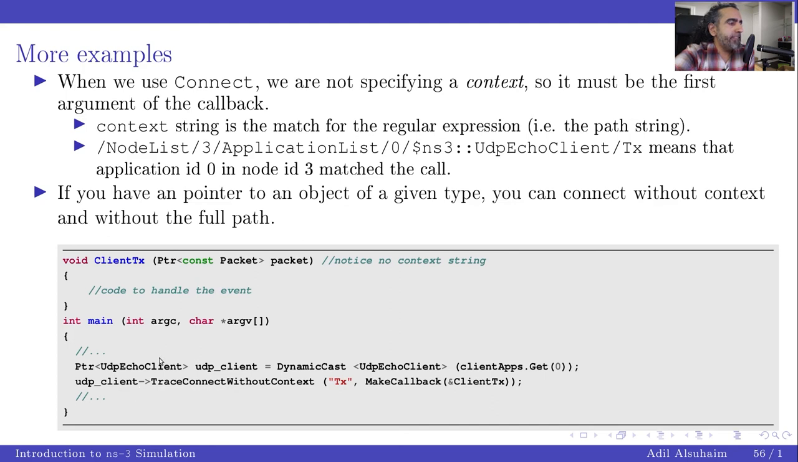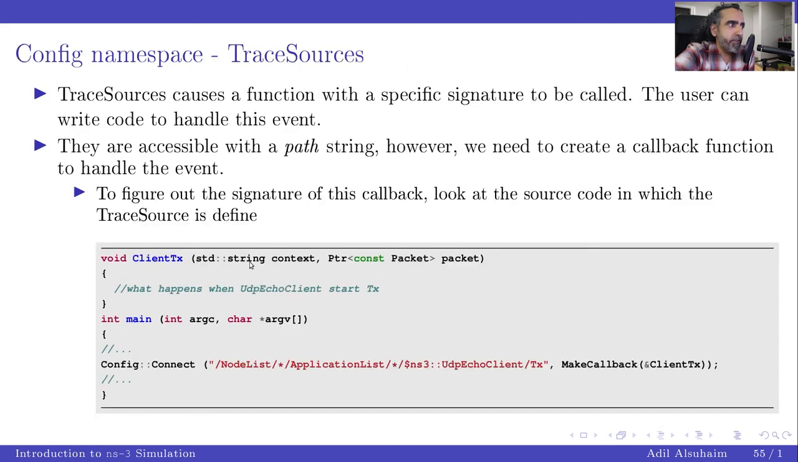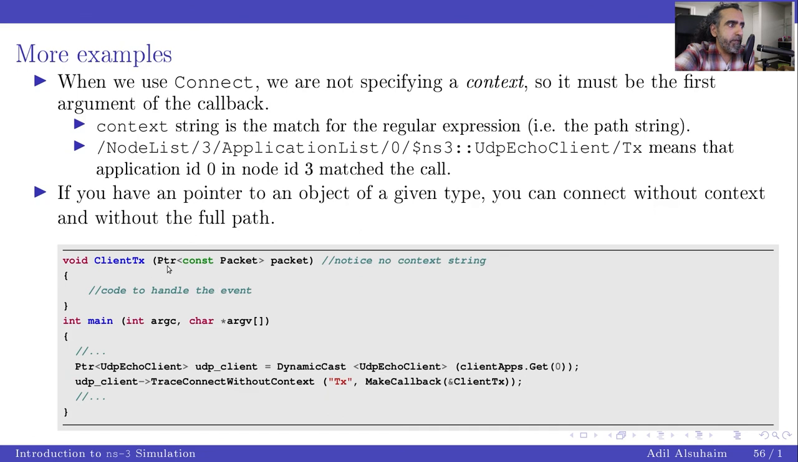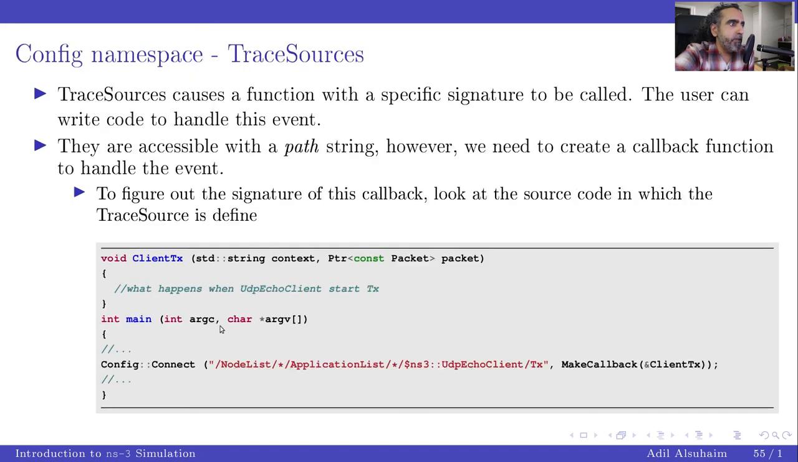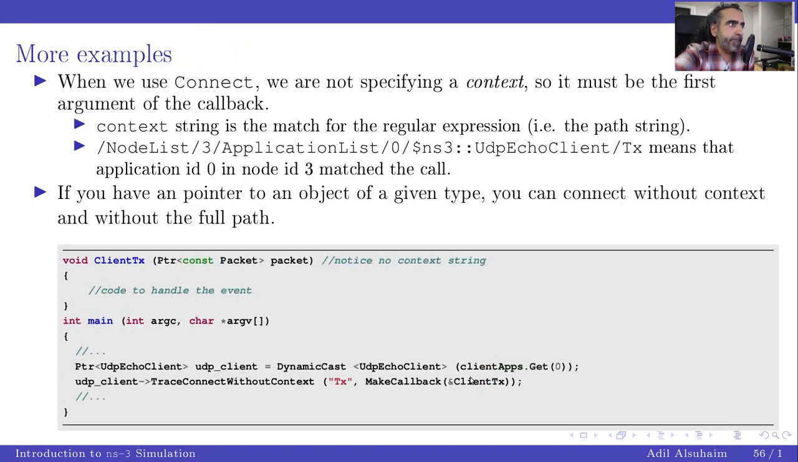So this is another example. If I have the pointer to the UDP client, then I could basically use TraceConnectWithoutContext, without using the path, just like the attribute, and the signature of the callback function. Notice here that we do not have the std::string context like in the previous example, because we are connecting without context. We know that we have this particular pointer. And for this case, whatever matches, like if we print the context string, if I get this string, it means it's the third node, the zeroth application, like the first application.